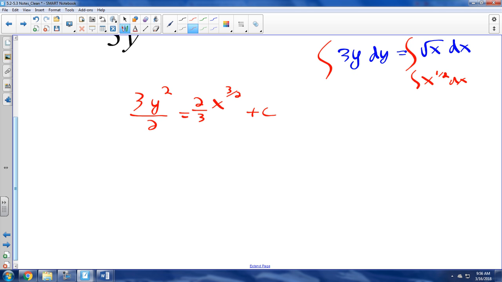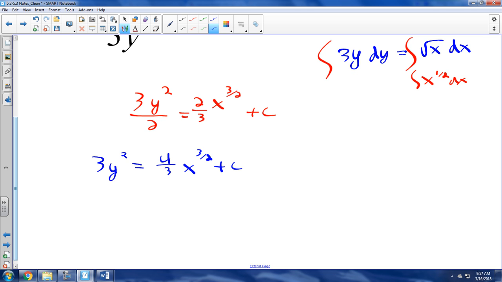And that's really where we're going to get with this. Me personally, I like to at least get the y squared alone. At some point, we're going to have to go further than this. But we're just trying to get at the idea today, so we're not going to go too crazy. So 3y squared would equal, I'm multiplying both sides by 2, so I'm going to have 4/3 x to the 3/2 plus c.